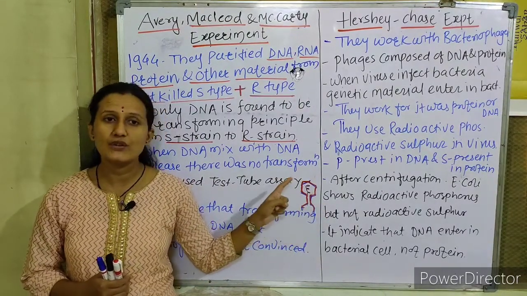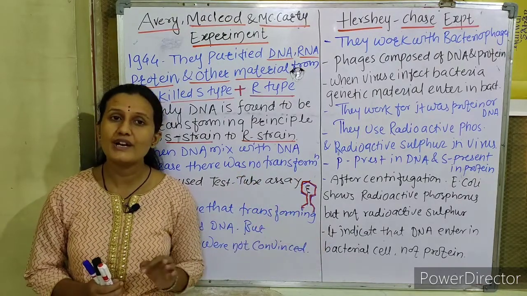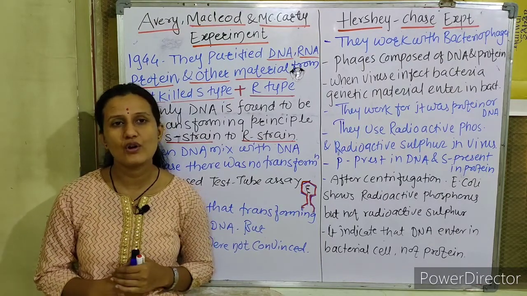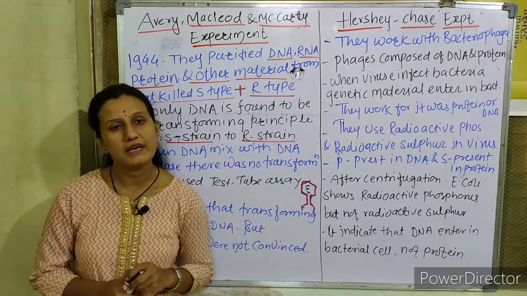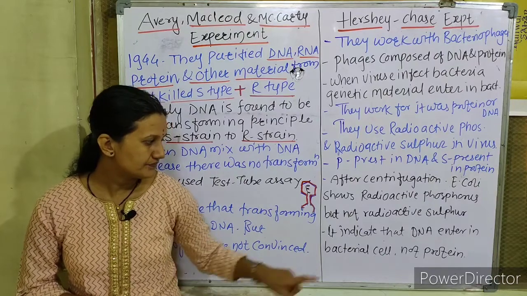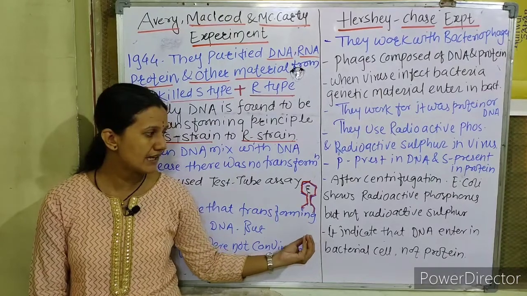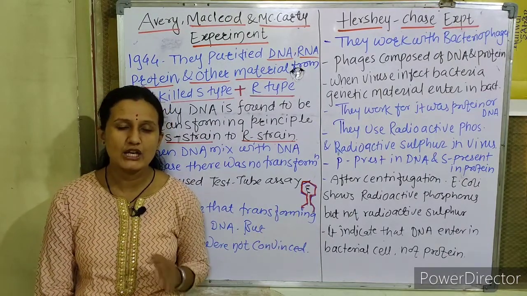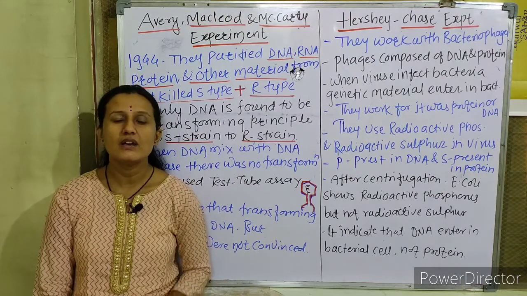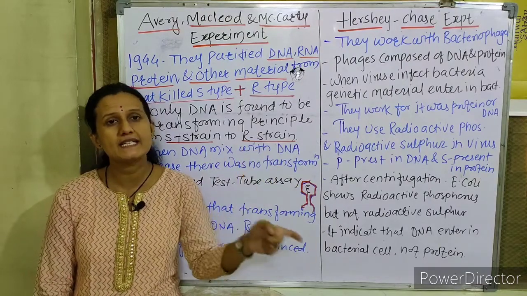So after centrifugation, E. coli shows radioactive phosphorus, radioactive genetic material, but not radioactive sulfur. That means protein was not transferred from heat killed S type to R type, but DNA was transformed from heat killed S type to R type. This experiment indicates that DNA entered the bacterial cell, not the protein. That means DNA only is the genetic material which transforms from one cell to another, from heat killed S type to R type.